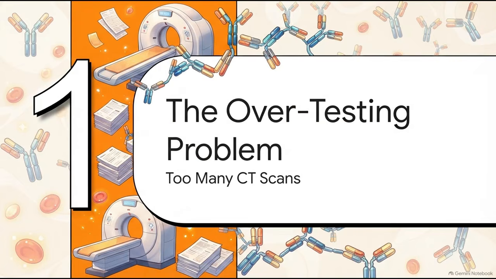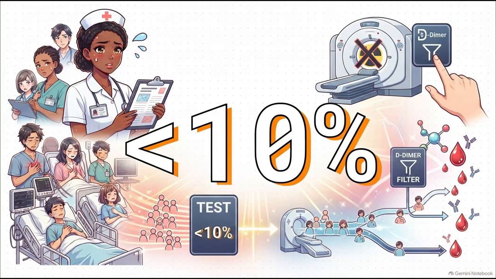All right, part 1, the over-testing problem. Let's talk about why we are doing way too many CT scans. In the ED and ICU, we are constantly seeing patients with pleuritic chest pain and dyspnea. It's our bread and butter. But here is a truly sobering statistic. Less than 10% of patients evaluated for a PE actually end up being diagnosed with one.